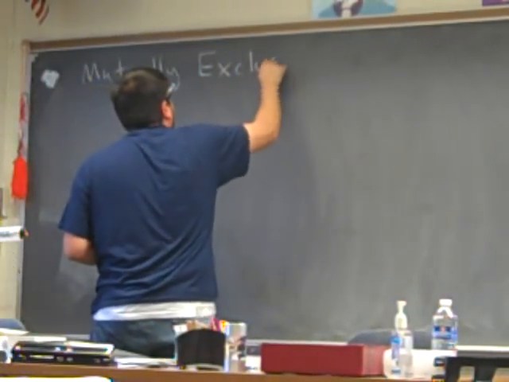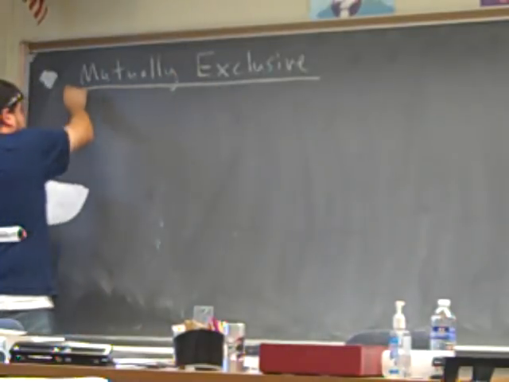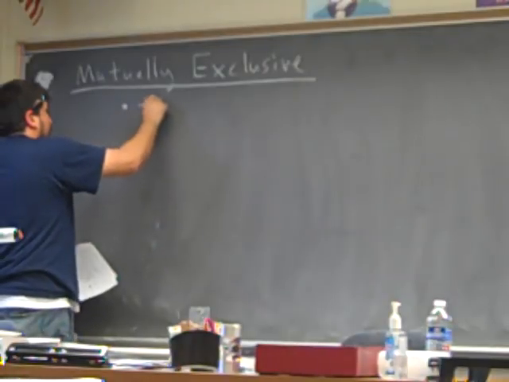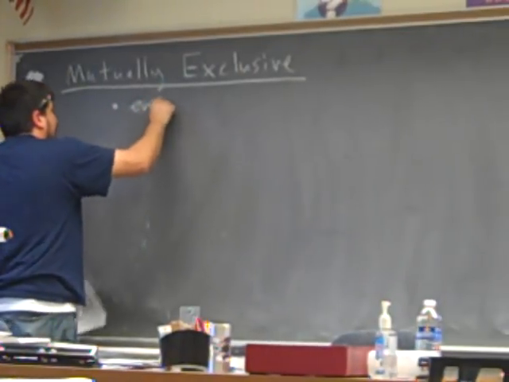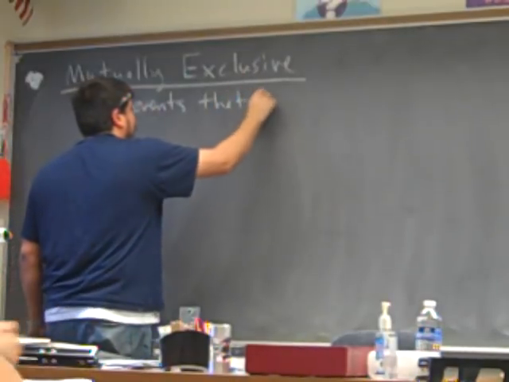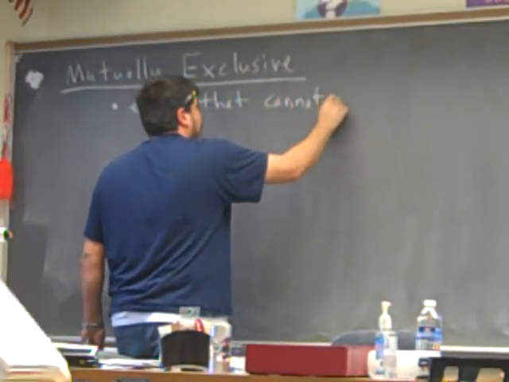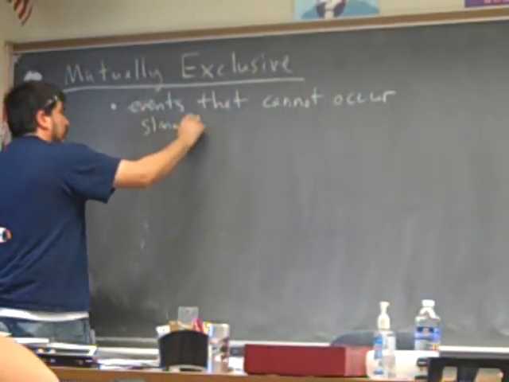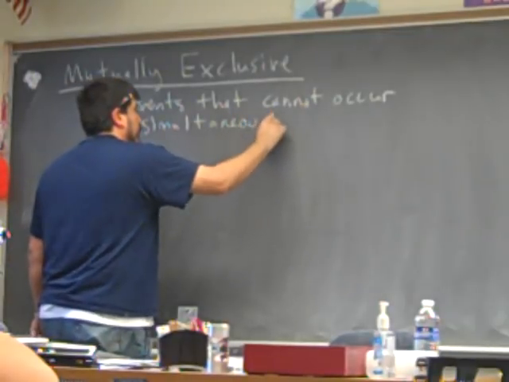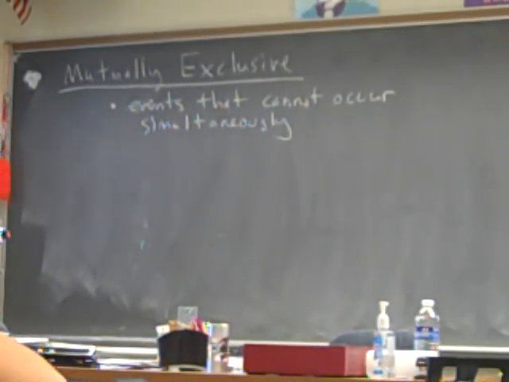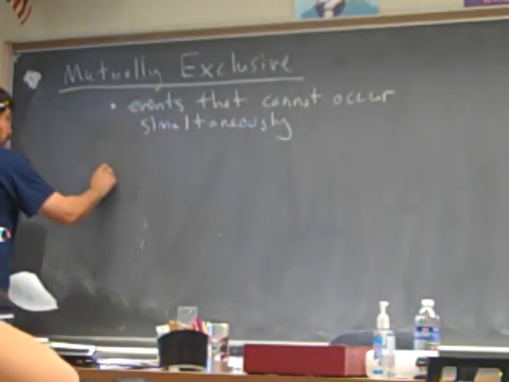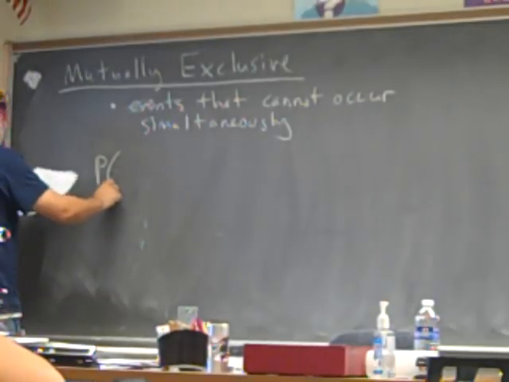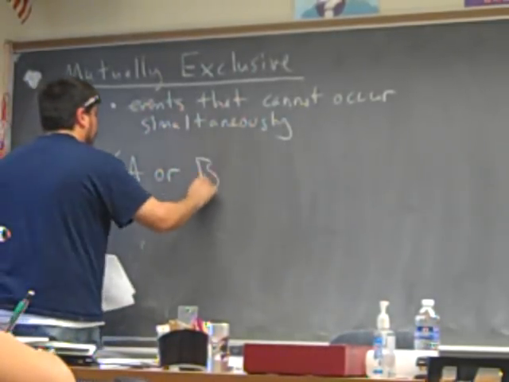Next topic, mutually exclusive events. All this means is events that cannot occur simultaneously. If that's the case, then we have two things that we need to be able to calculate.